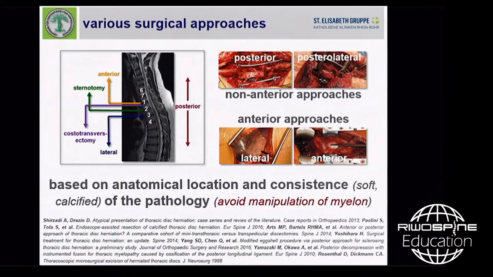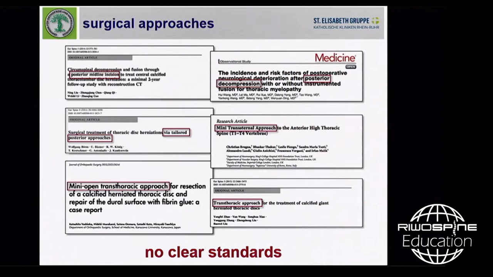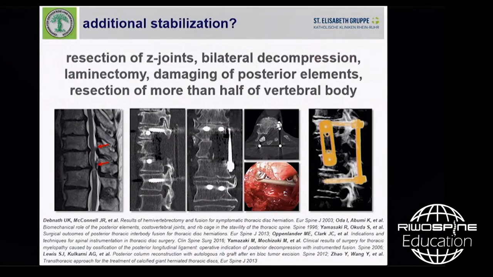And there's one goal all the time: to avoid the manipulation of the thoracic myelon. But until today, we don't have clear standards which approach to choose in which situation. I think it's not possible to create large studies because this pathology is too rare for that. And another question is the additional stabilization. Also here, we don't have clear standards, but we can say when we resect a lot of stabilizing structures of the posterior aspect, or if we resect more than half of the vertebral body from the anterior aspect, we can discuss an additional stabilization.